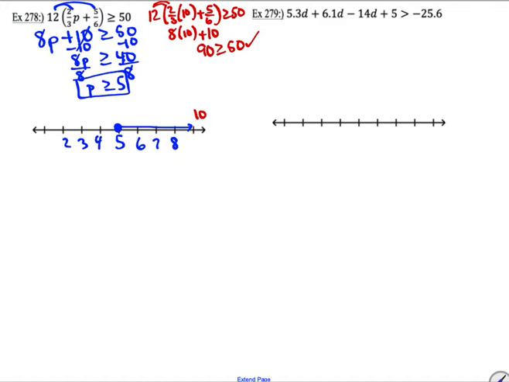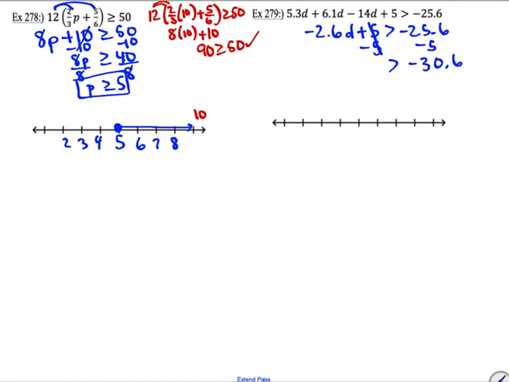5.3d plus 6.1d minus 14d plus 5 is going to be greater than negative 25.6. All right, so a little bit here with simplifying. We're going to take 5.3 plus 6.1, subtract 14, and we get negative 2.6d. And then we copy down the plus 5 greater than negative 25.6. Okay, we can get rid of the plus 5 with a negative 5. Negative 25.6 and negative 5 make negative 30.6.